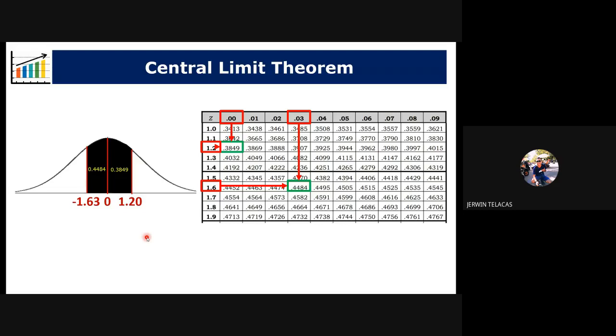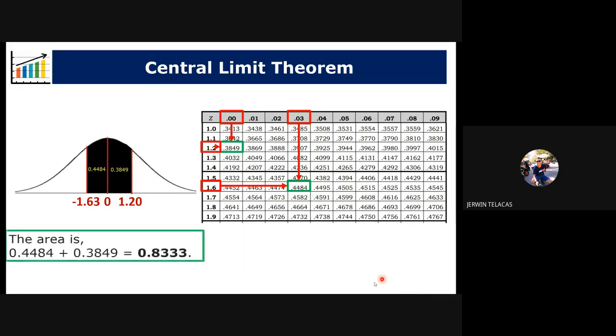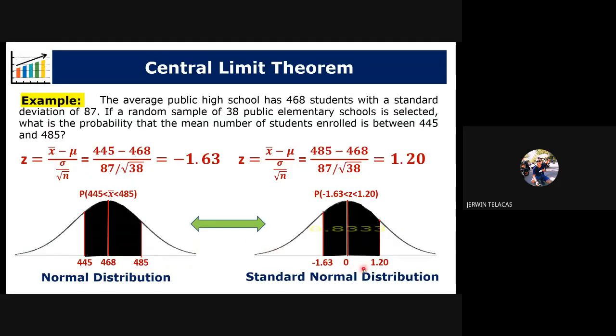And how are you going to find the area between negative 1.63 and 1.20? We are going to add 0.4484 and 0.3849. Okay, very good. Just simply add. So 0.4484 plus 0.3849, ang total niyan ay 0.8333. So pag-addin mo lang itong dalawang to. Okay? So ibig sabihin, ito yung area between negative 1.63 and 1.20, that is 0.8333. In our normal distribution, so the area between 445 and 485 is also 0.8333.